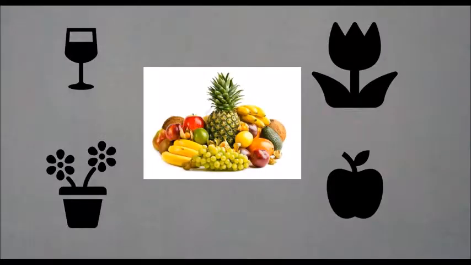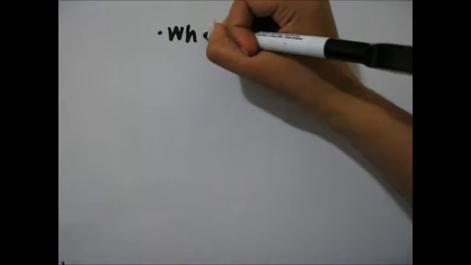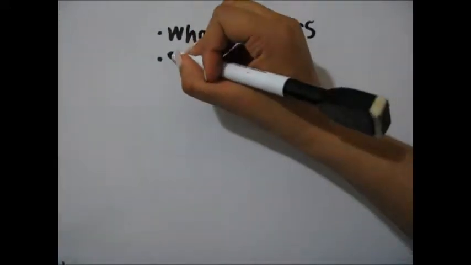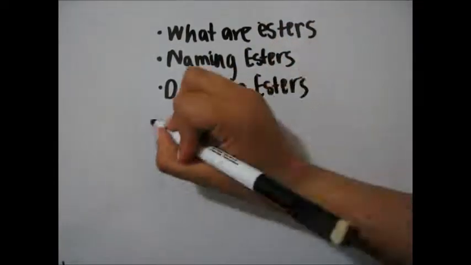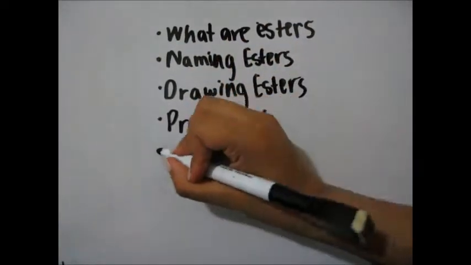Many processed foods have synthetic esters, which are often added as flavorings to processed foods and as scents to cosmetics and perfumes. In this video, you will be learning about what esters are, how to name esters, how to draw esters, the properties of different esters, and the different types of reactions.